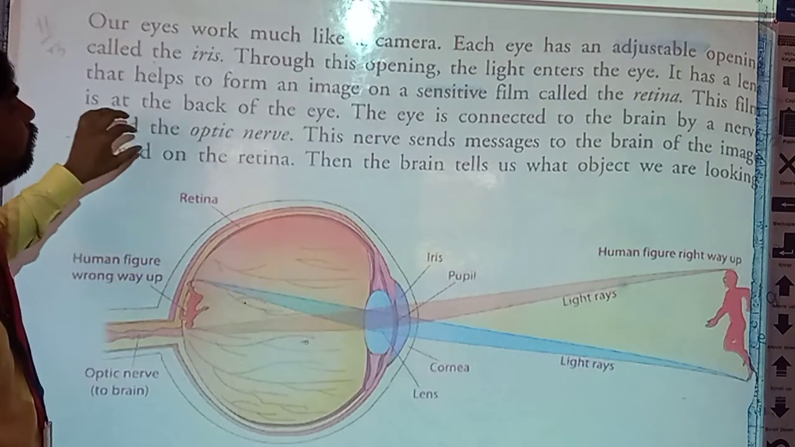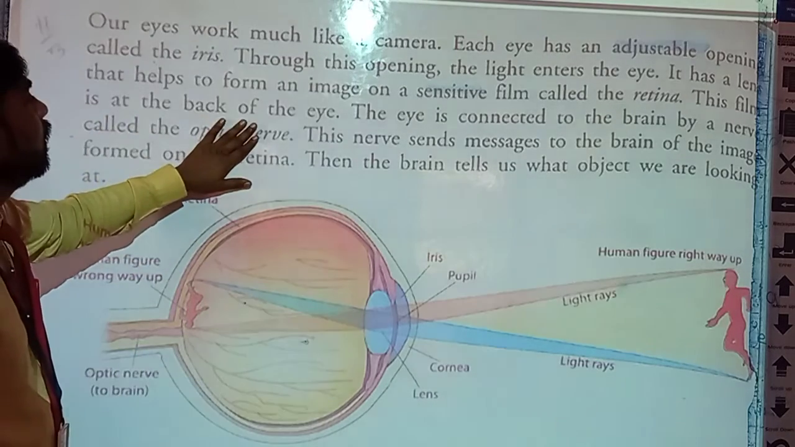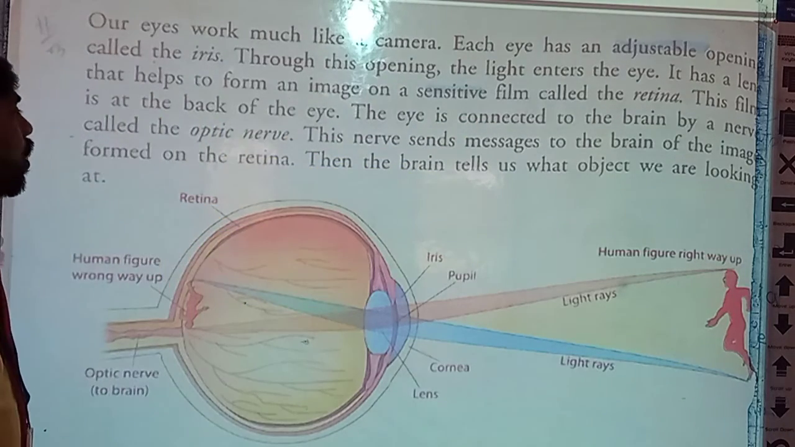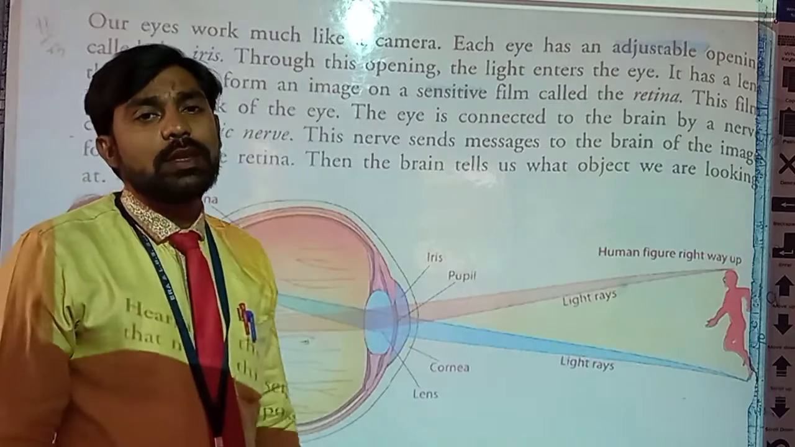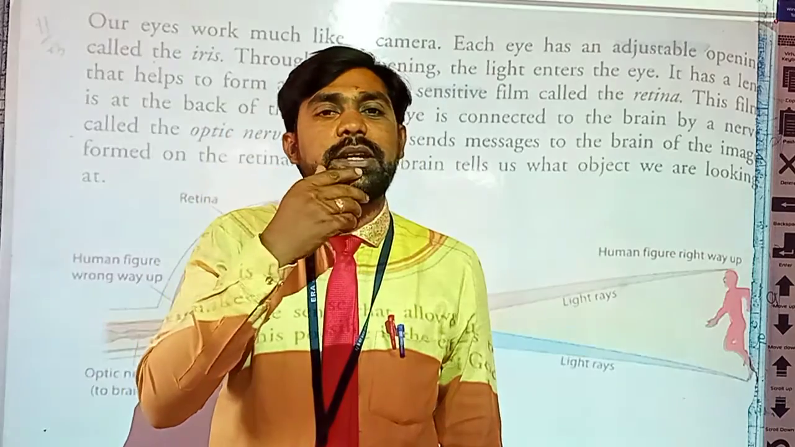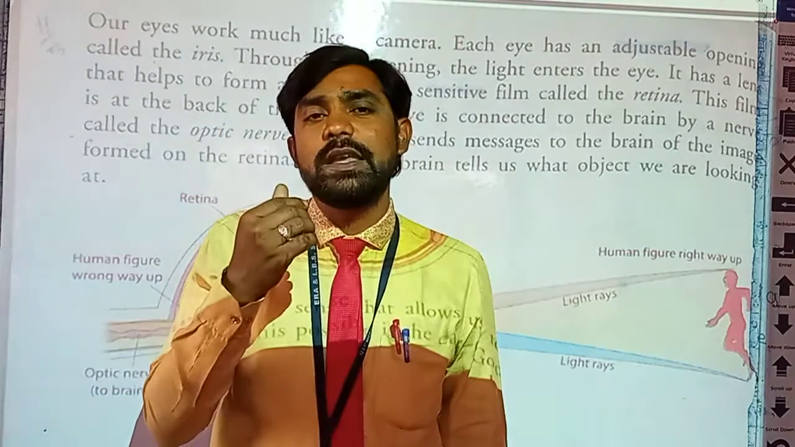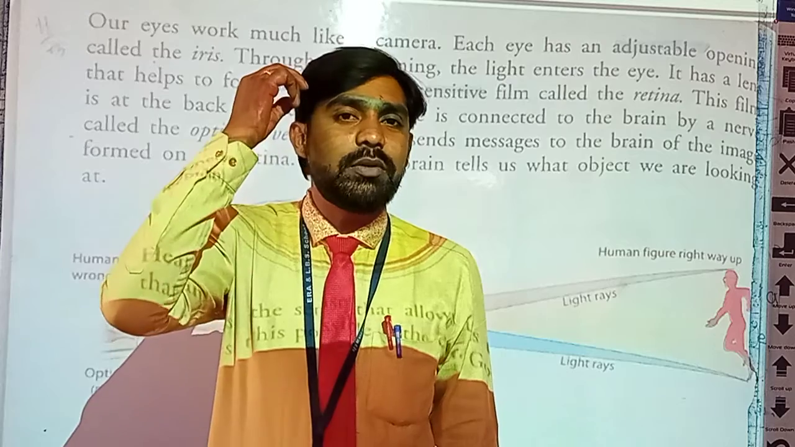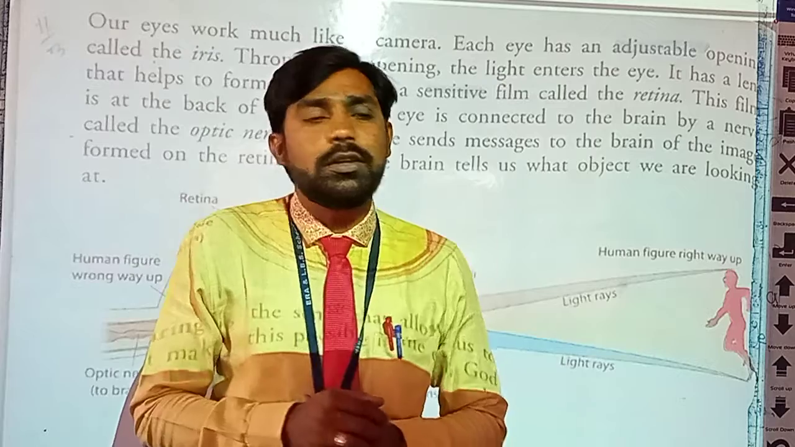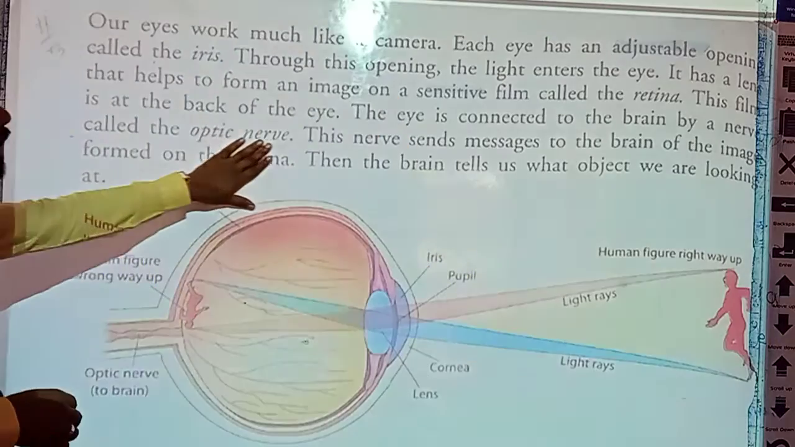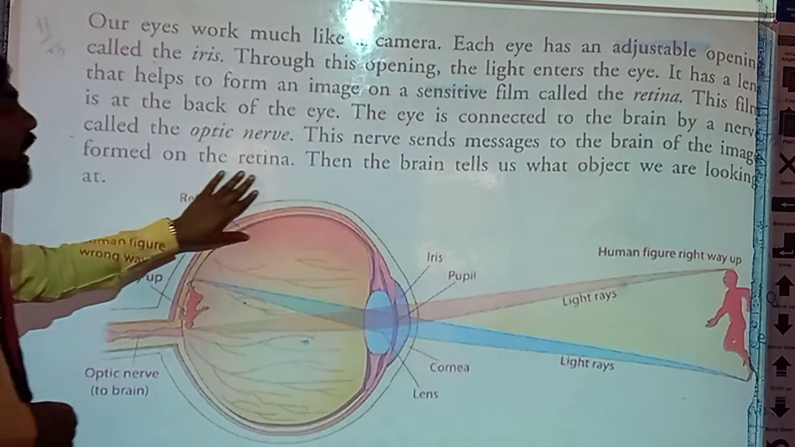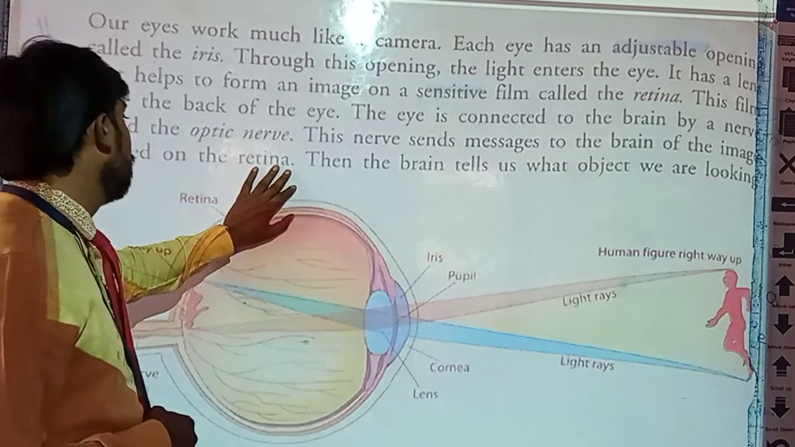Then the eye is connected to the brain by a nerve called the optic nerve. And one more thing, our eye is connected with our brain. Each organ is connected with the brain with nerves. So the eye is also connected with our brain with a nerve, and that nerve is known as optic nerve. This nerve sends a message to the brain of the image formed on the retina, and then the brain tells us what object we are looking at.